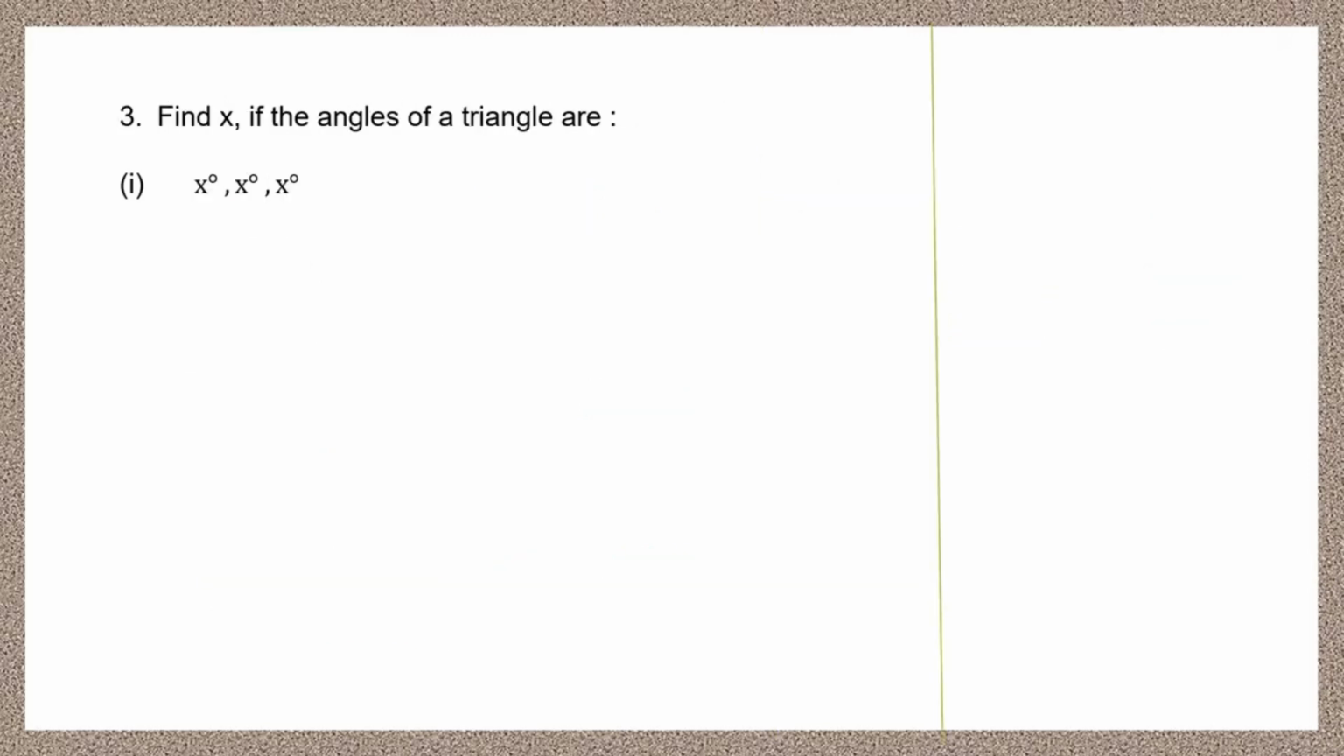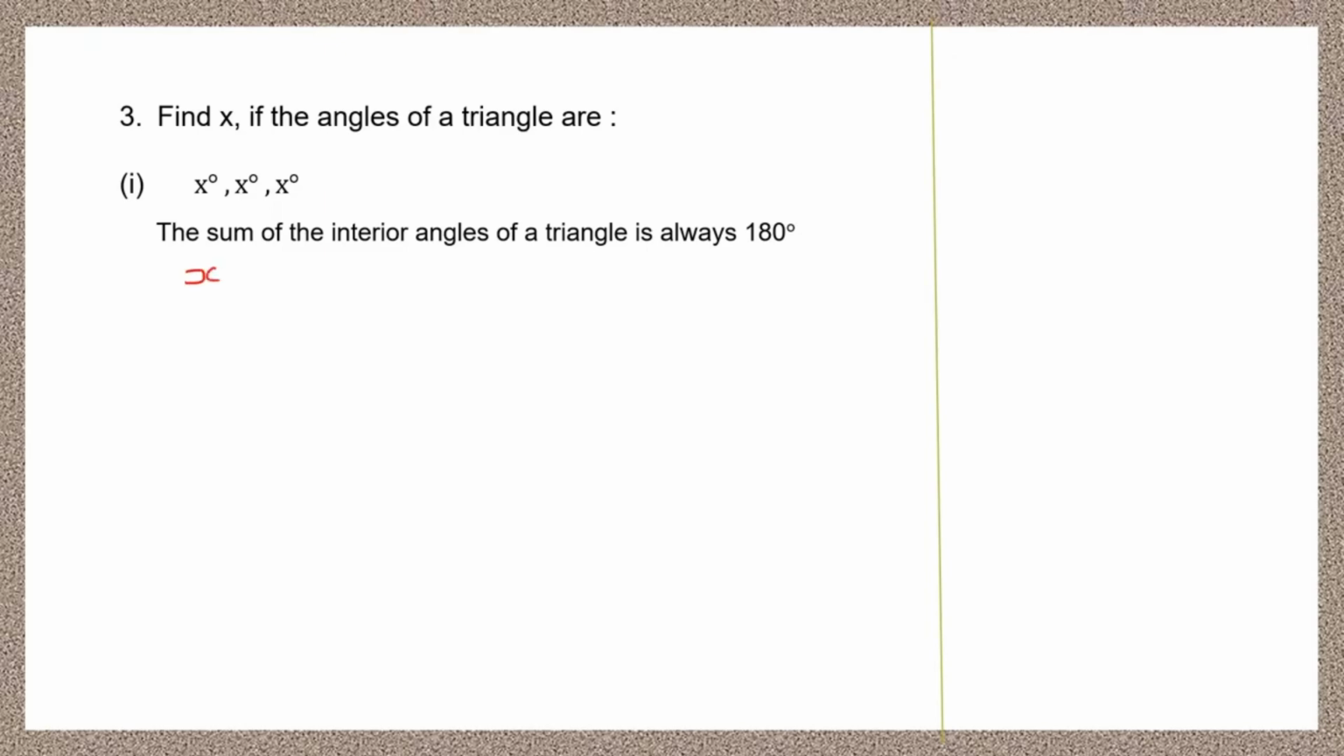Find x if the angles of a triangle are the following. So suppose there are three angles. As you know, there are only three angles in a triangle. And if the angles are x degrees, x degrees, and x degrees, find the value of x. So we have to remember this. The sum of the interior angles of a triangle is always 180 degrees.